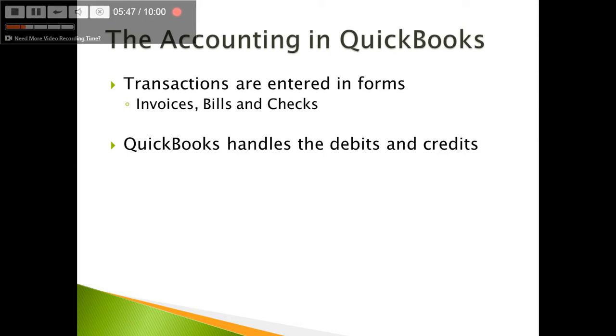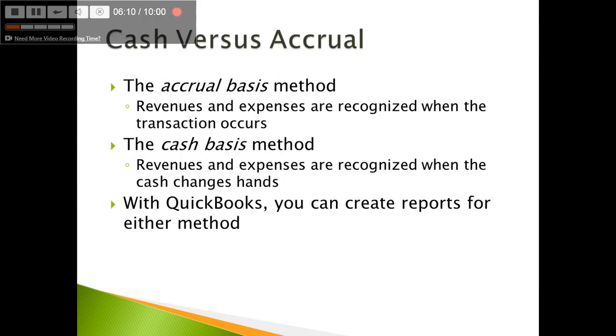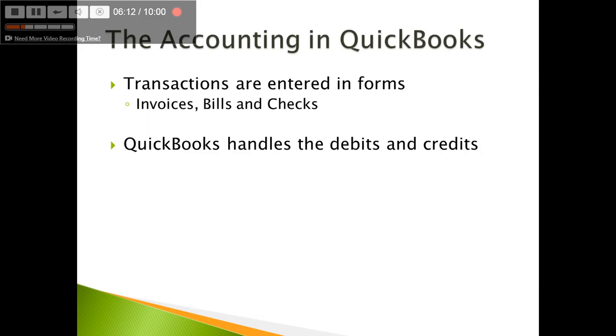So transactions are entered in forms. We talked about our source documents from the first semester, and that's what's going to be shown through our accounting in QuickBooks. We're going to be entering those source documents, anything from invoices, bills, and checks, and from that, QuickBooks will handle our debits and credits for us. So that's something that's nice, is that you don't have to write the check, then write it in the general journal, then update your ledger. It all kind of does it for you once you write that check.